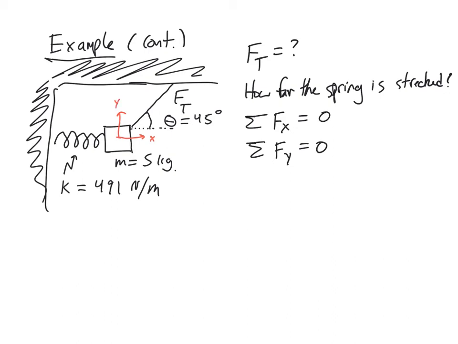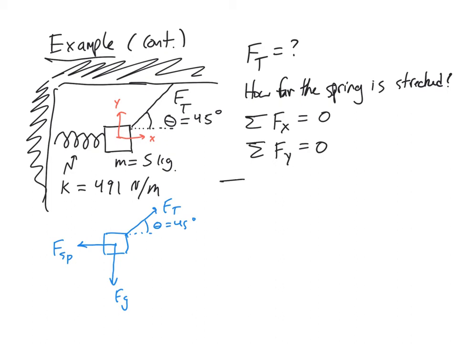And actually, let me draw a free body diagram of the picture down here just so we can be clear what is happening here. So we have a gravitational force downwards. We have a tension force directed upwards at an angle of 45 degrees. And we have a spring force, which we believe is going to be going in the negative x direction. Okay, so let's start filling out our Newton's second law here.